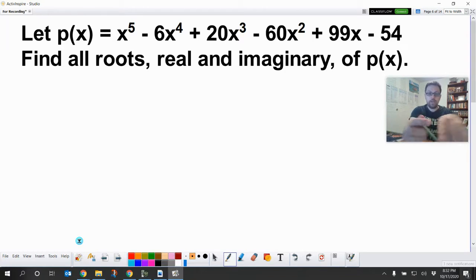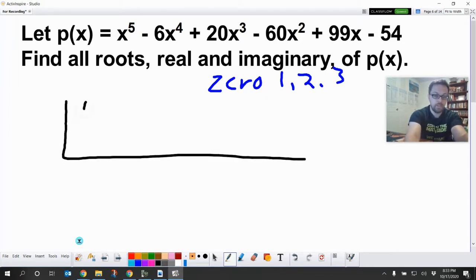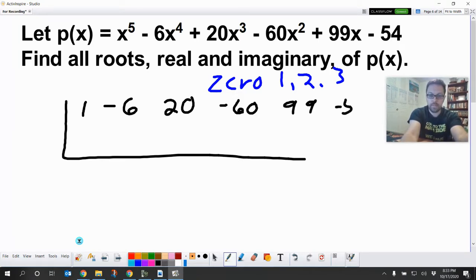Cool. Please don't crash. So I know I've got some zeros at 1, 2, and 3. So I'm going to start by trying to divide those out. And I'm going to use synthetic division. The problem's beefy enough, so I'm just going to use synthetic division because that makes my life easy. So grab my leading coefficients, 20, negative 60, 99, and negative 54.